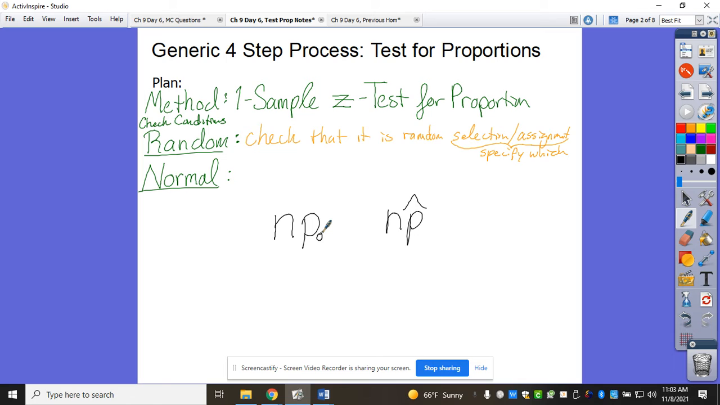So which is the better one to use, the one that we're claiming that we're based off of, or the one from our sample? So we are using the one that we are claiming is correct. So we have to do it with P naught. So N times P naught has to be what?